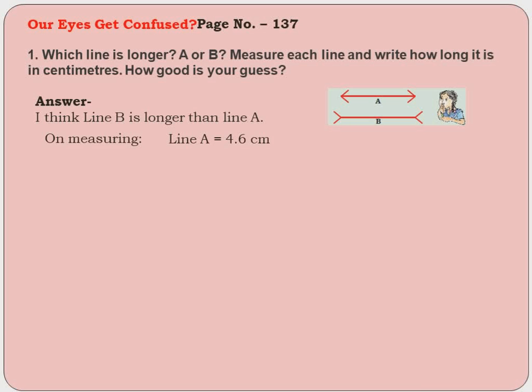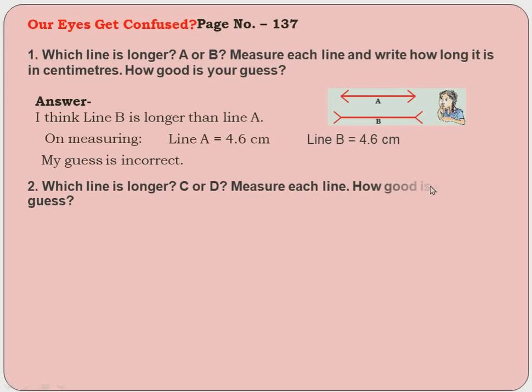On measuring, now I kept a scale and measured. Line A I got as 4.6. Line B also 4.6. So what happened? My guess is incorrect. Only because these arrows have been given like this, I thought that this is bigger. But both are the same. Now which line is longer, C or D?